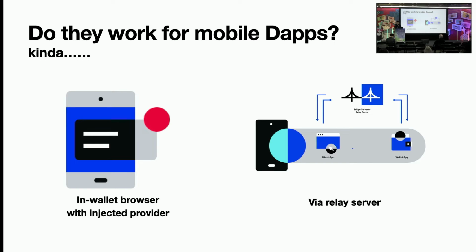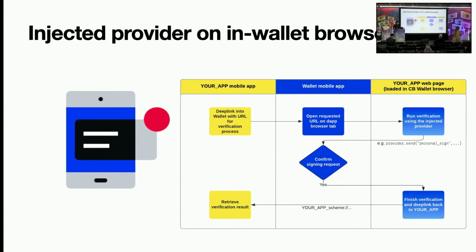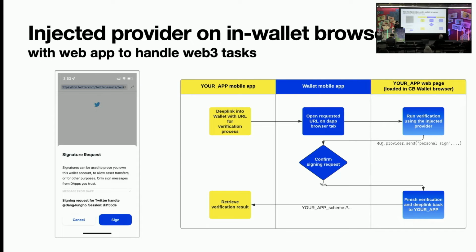Actually, yeah, you can use that, and that's why we already have a handful of mobile Web3 apps out there. Let me quickly go over how they work. First, there is a way to use the good old window.ethereum on your mobile phone. Mobile wallets like Coinbase Wallet have a so-called in-app browser or dapp browser in them. So you can just deep link into these wallets, open up your web app, run some Web3 tasks, get the user's confirmation, and go back to your app and use the data.